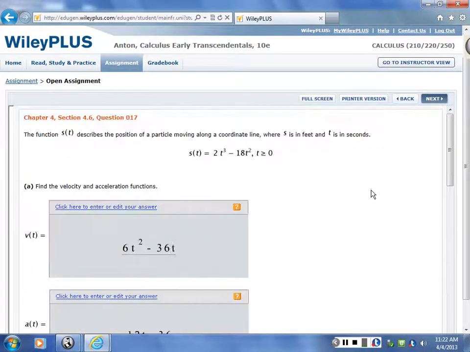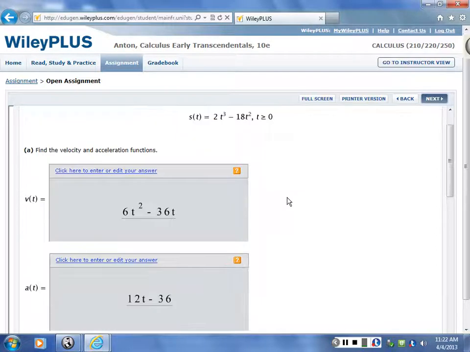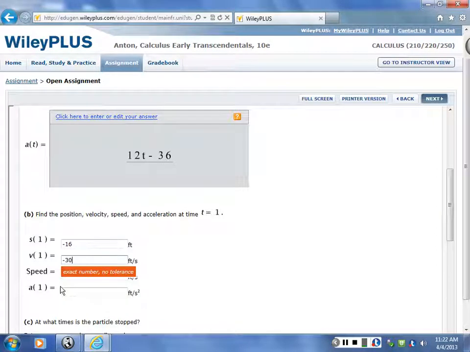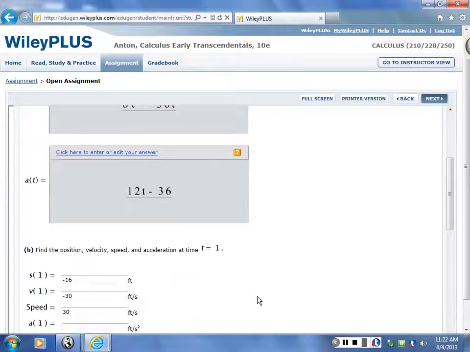What is the velocity at 1? Minus 30. What is the speed at 1? 30, right? Because speed is the absolute value of velocity. And then what is the acceleration at 1? Minus 24.